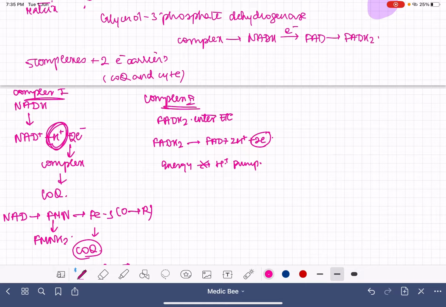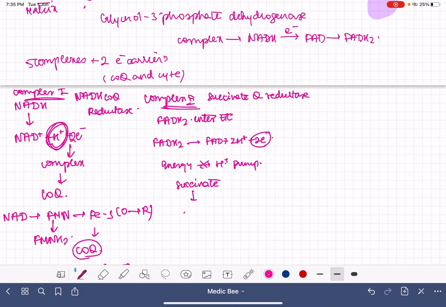The complex 1 you can call as NADH CoQ reductase, and this complex is called succinate Q reductase. This is based on the enzymes that are present in it, because the complex 1 has the NADH dehydrogenase complex, and complex 2 is the succinate dehydrogenase complex. So in this process, the electron flow is from succinate.